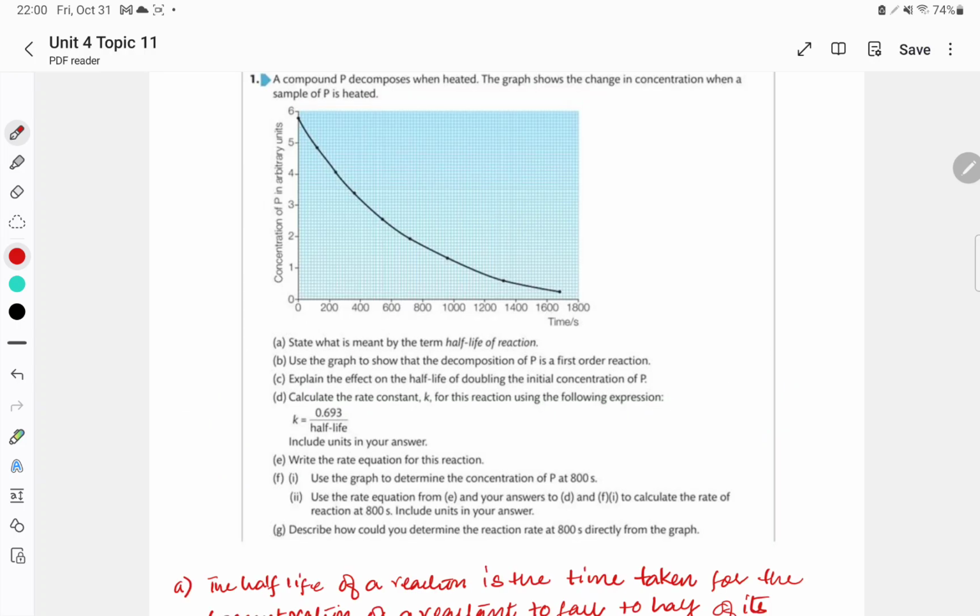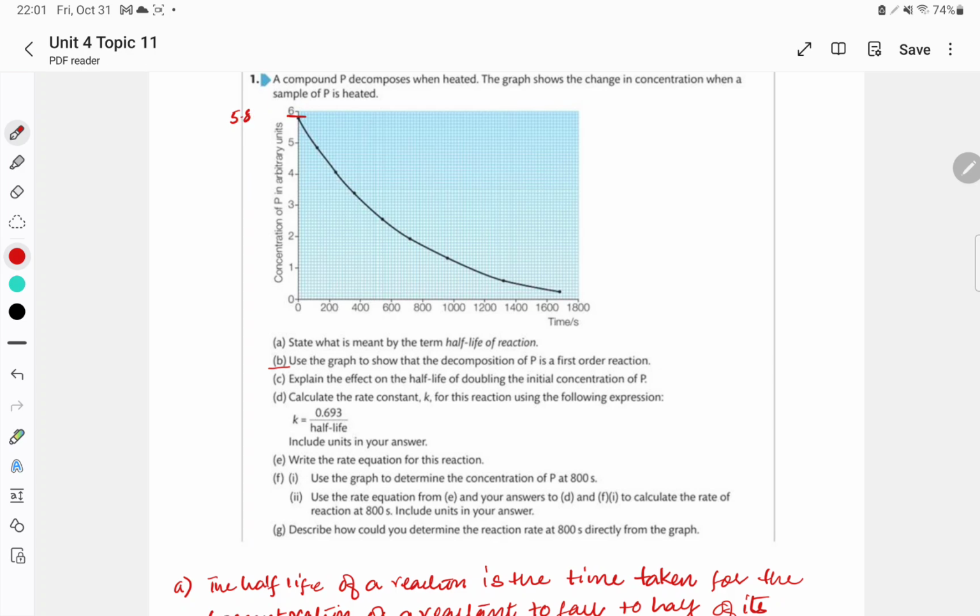Part B says, use the graph to show the decomposition of P is a first order reaction. So here we need to find out the half-life. So we need to find out the first point. This is not exactly 5, not exactly 6, so we consider it as 5.8.